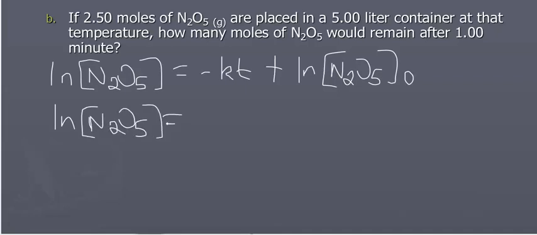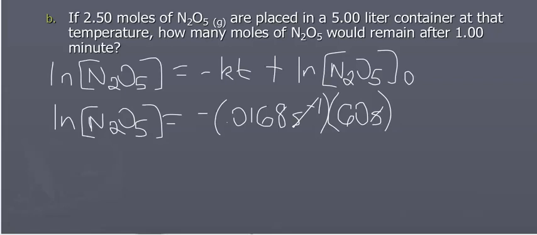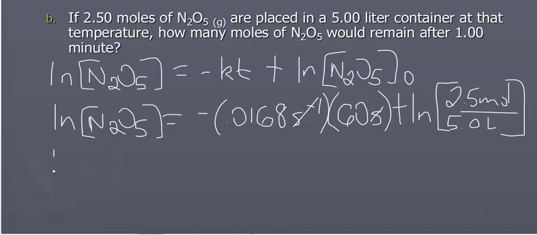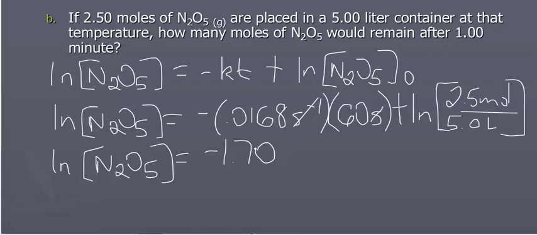K is the rate constant, which I was given in the problem, so negative 0.0168 reciprocal seconds. The time here is 1 minute, but since I'm in seconds, I need to cancel those units and make it 60 seconds, plus the natural log of my initial concentration. Well, the initial concentration is 2.5 moles over 5 liters. So when we solve, we get the natural log of N2O5 equal to negative 1.70.